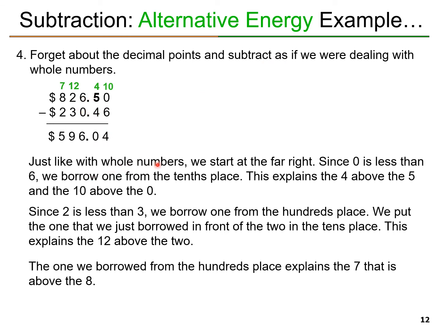Okay, so just like with whole numbers, we start at the far right. Since 0 is less than 6, we have to borrow 1 from the tens place. We take that 1 and put it in front of this 0, and that makes a 10. 10 minus 6 is 4. The fact that we borrowed 1 from the tens place made this 5. 5 minus 1 is 4. 4 minus 4 is 0. 6 minus 0 is 6.